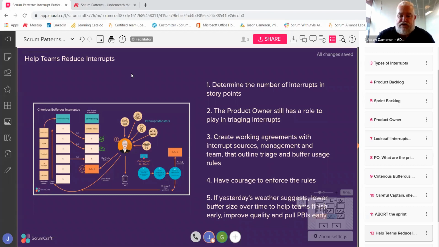This is where I was coming to having some rules and guidance: creating working agreements with the different interrupt sources. You're probably going to have key stakeholders that you want to get to understand what the rules are here, because nobody likes the idea of being responsible or accountable for aborting a sprint. And I reckon I've only ever done it once. And it's not a good feeling.